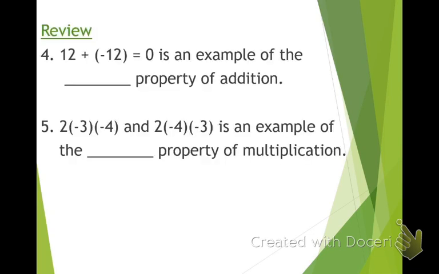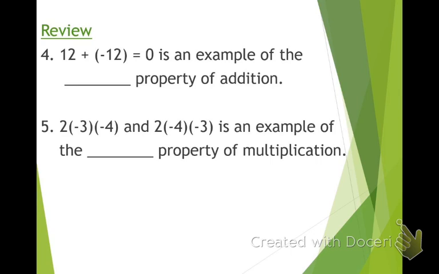All right, the final 2 questions today are review questions. These are things that we learned about last week on 6.6. But this says 12 plus negative 12 equals 0. This is an example of some kind of property of addition. So it's either going to be commutative, associative, inverse, or identity. What's the key word for commutative? Move. Moving the order, okay? Did I change the order of my numbers on number 4? No, so we know it's not commutative.